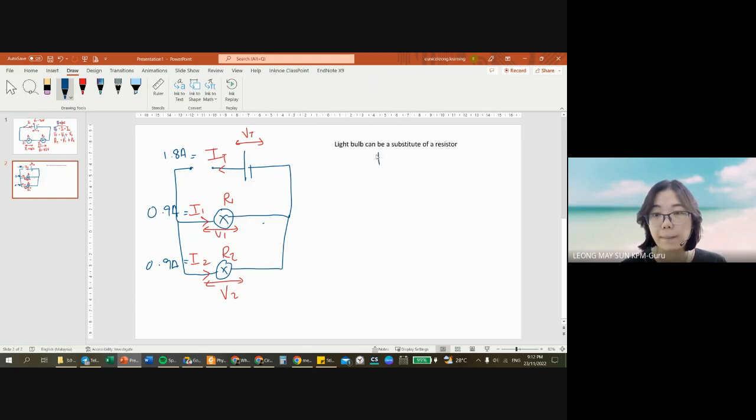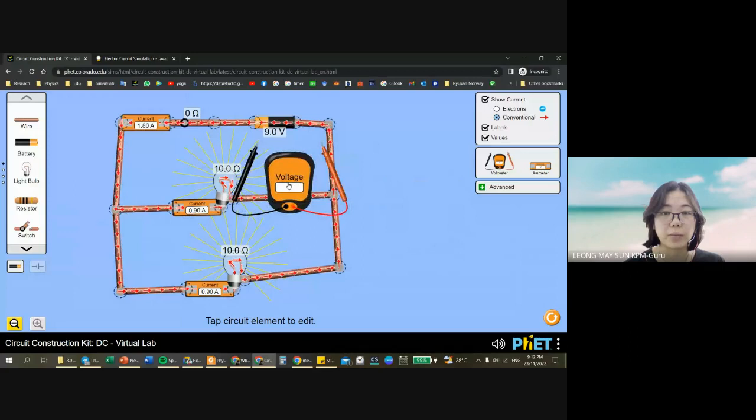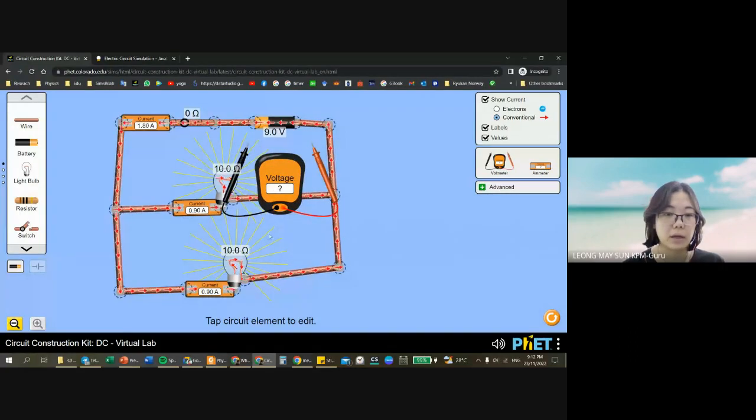So in a parallel circuit, the total current flowing in the circuit is I1 plus I2. Notice that 0.9 ampere plus 0.9 ampere, the total is 1.8 ampere. Okay, so that is current. Next is the potential difference. So in order to measure the potential difference, as usual, I have to bring this. Okay, I'm going to switch the terminal around. It doesn't really matter for us.